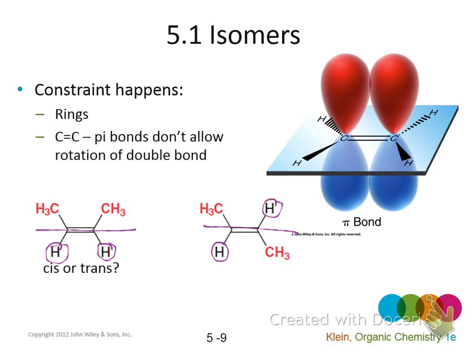Or the bonds that connect the two atoms. The constraint is there because of the pi bond overlap. If you rotate it, you have to break the bond. Okay? So you actually get two molecules. You can actually isolate these two molecules from each other.